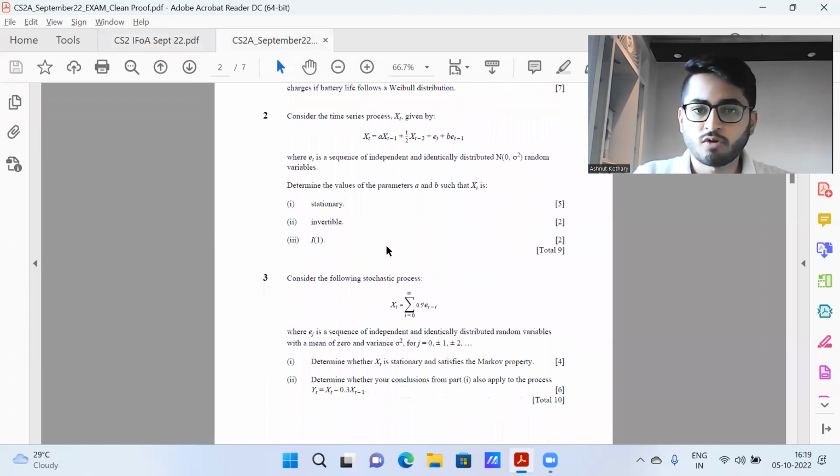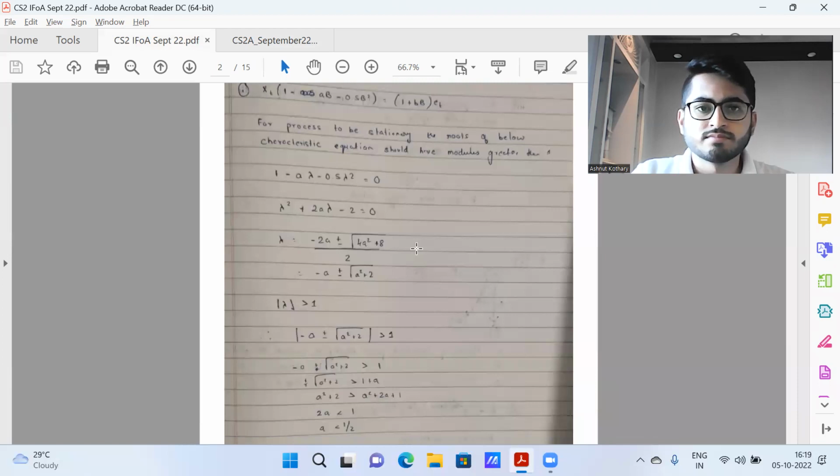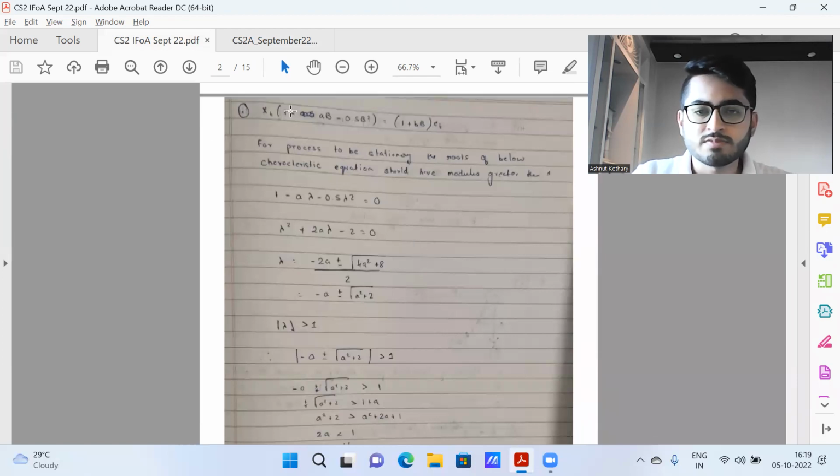Next, we have question number two from time series, 9 marks, parts 1, 2, and 3. So many students did struggle in part 1. Parts 2 and 3 were fairly straightforward. So let's take a look at the solution. I've rearranged the equation in this particular format.